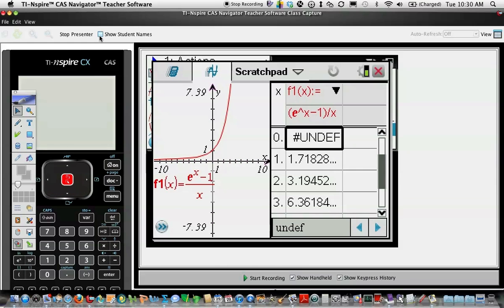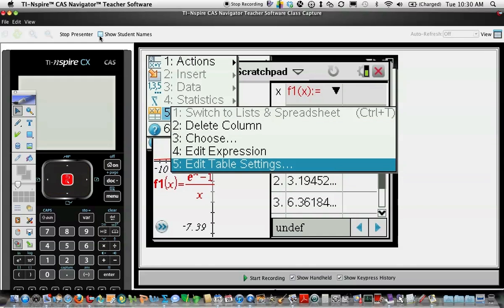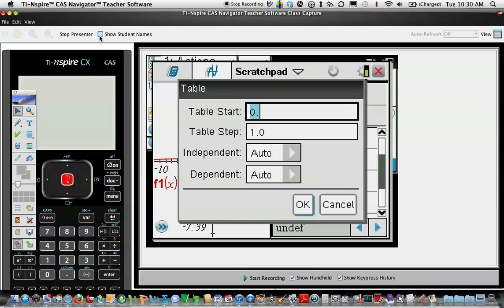Where do we want our table to start? At 0, right? Because we want as x approaches 0. So let's edit our table settings. Let's go 0 and let's put in like 0.00001 there.